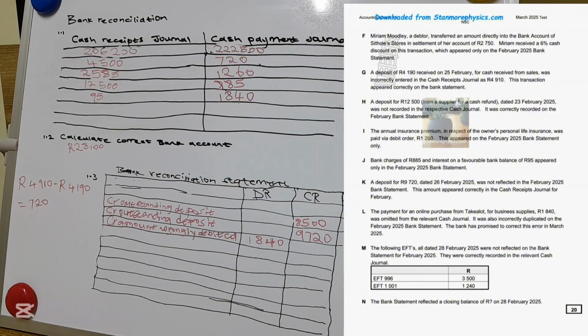We go to number M. Number M, they are saying the following EFTs, all dated 28 February 2025, were not reflected on the bank statement for February 2025. They were correctly recorded in the relevant cash journal. Okay, these amounts were not recorded on the bank statement, so we have to record them now on the bank reconciliation statement.